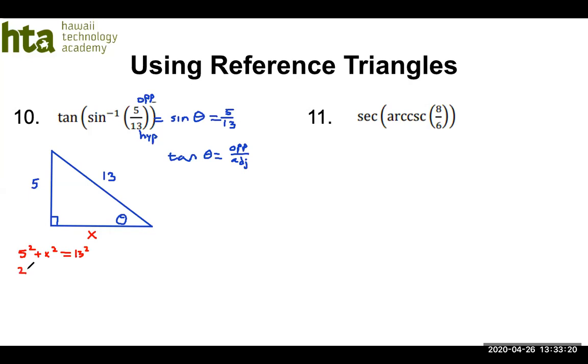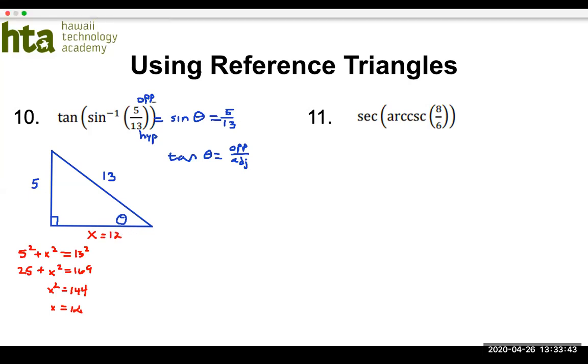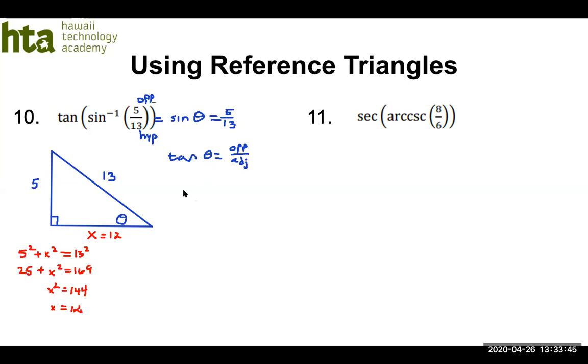All right, so go ahead and simplify that and solve for x. We're going to get 25 plus x squared equals 169. If you know your Pythagorean triples, you can just answer this without doing all this work. That's why it's good to know your Pythagorean triples. And we get an x value of 12. So this is 12.